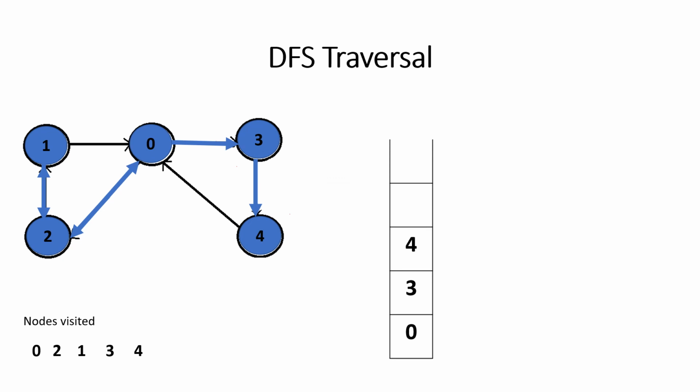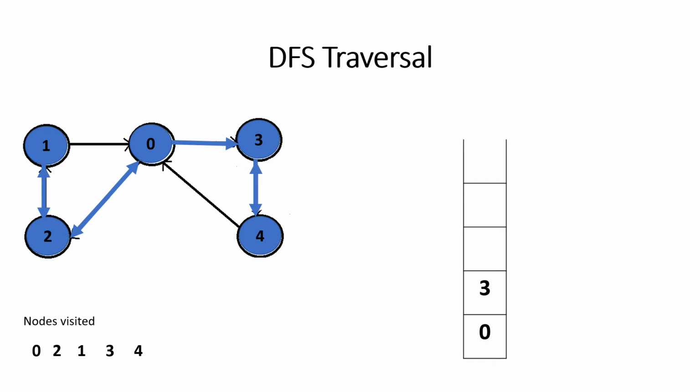Now from 4 which is on top of the stack, see whether there is any adjacent vertex which is not visited. We can see that 4 is having 0 as the adjacent vertex but it is visited. So backtrack and pop the current vertex which is on top of the stack.